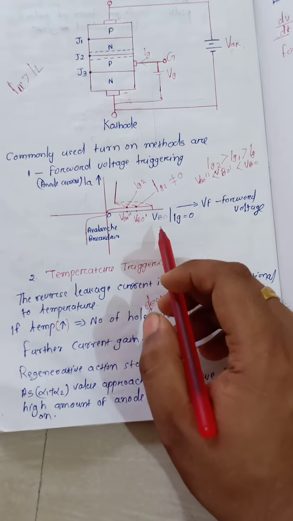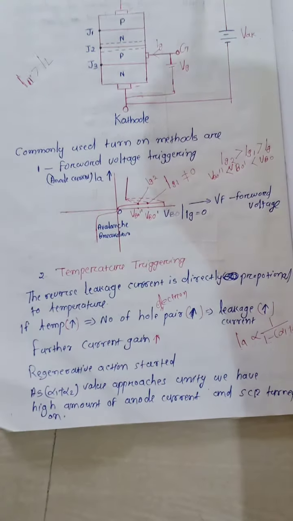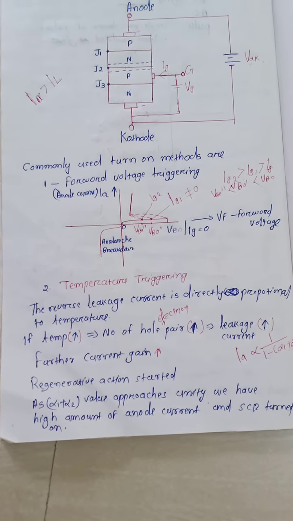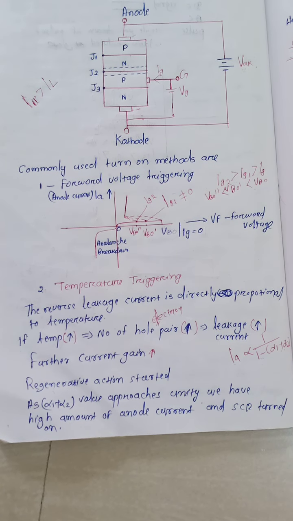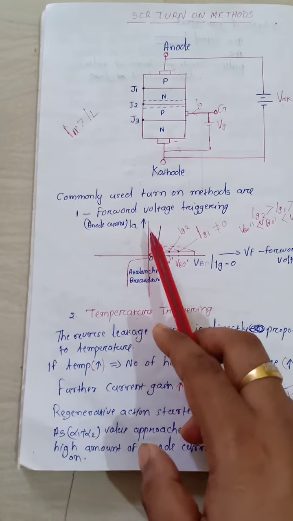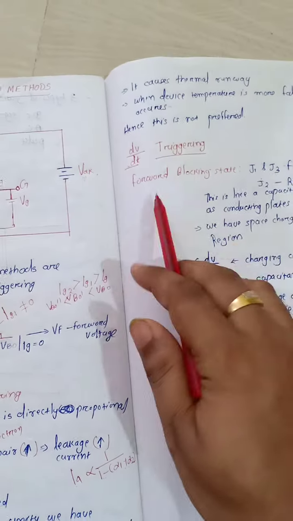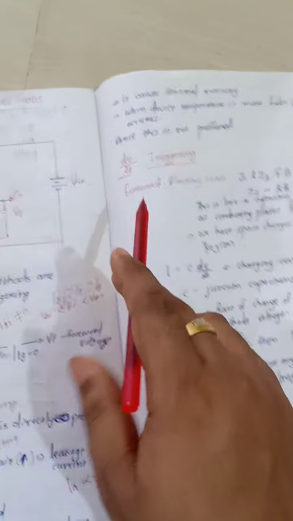So then only our SCR will get turned on. So by connecting an additional transformer, the system will get bulkier. So this is the main disadvantage of forward voltage triggering. So now we will discuss dV by dt triggering. This is very conceptual, so mind it.